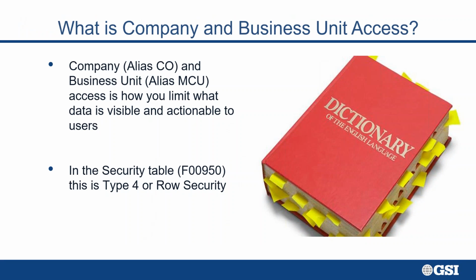Well, what is company and business unit access? Company with the alias of CO and business unit with the alias of MCU. Access is how you limit what data is visible and actionable to users. So basically, who can see what and what can they do with that data in the system. The security workbench is where you would control this, and it's the type 4 security, again, row security.